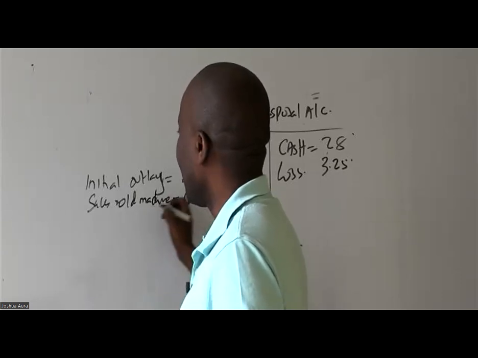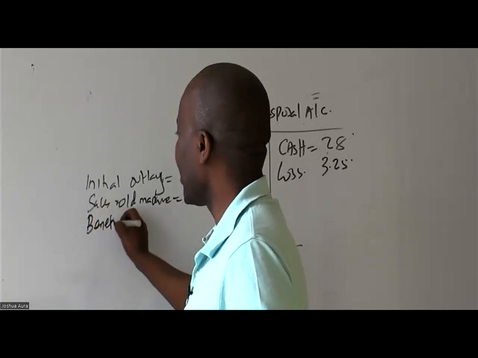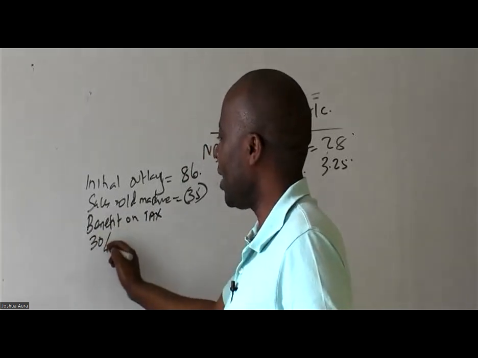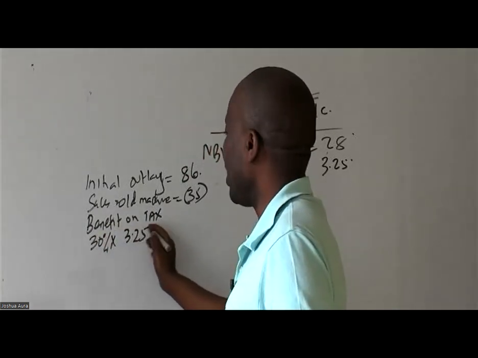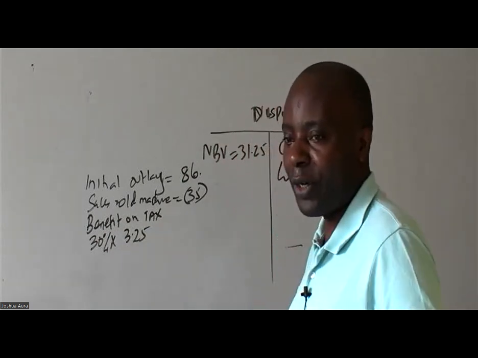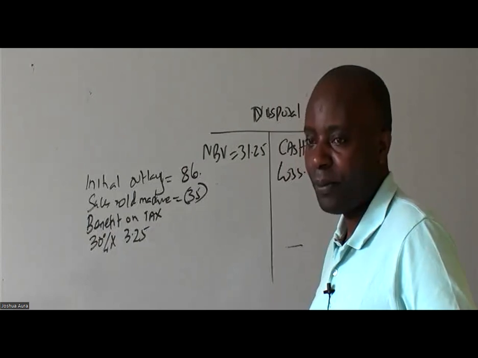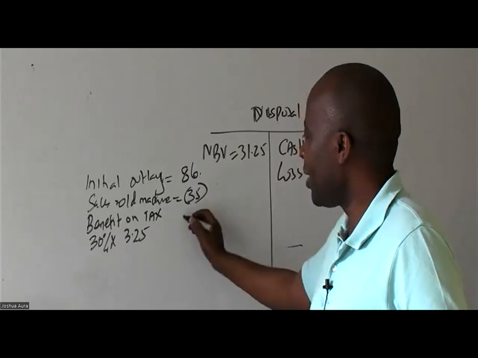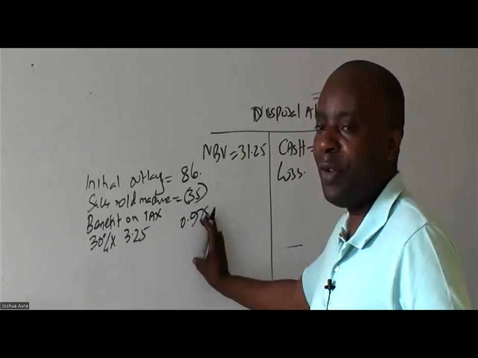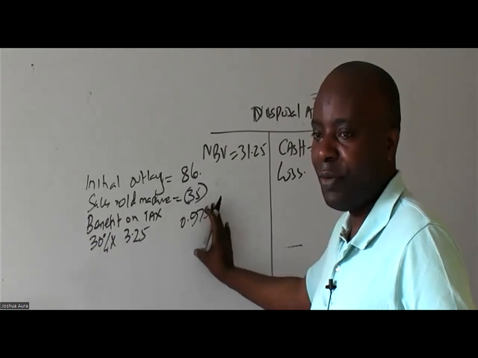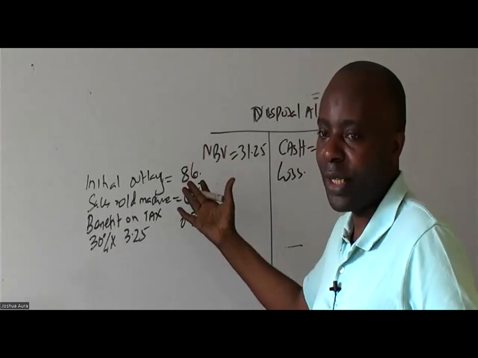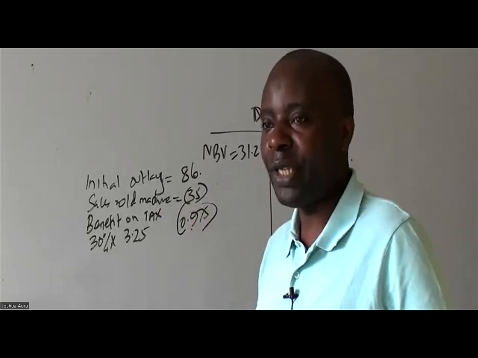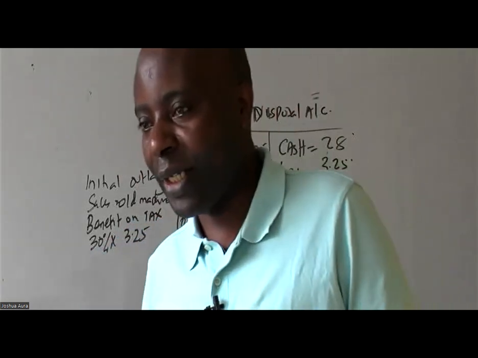We subtract like that. Now we have a benefit on tax because of the loss. It will be 30% of 3.25. So 30% times 3.25 gives me 0.975. You see, this is a benefit to the company. So now we can't add it. It's not a cost, it's a benefit, just like the benefit of selling the machine. So now this has to be subtracted.